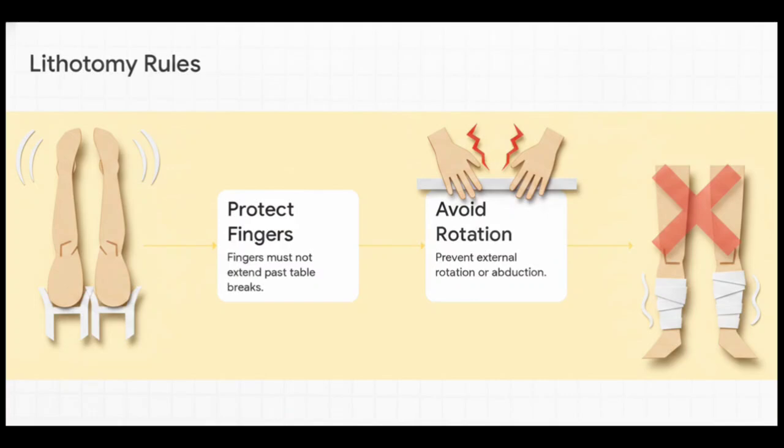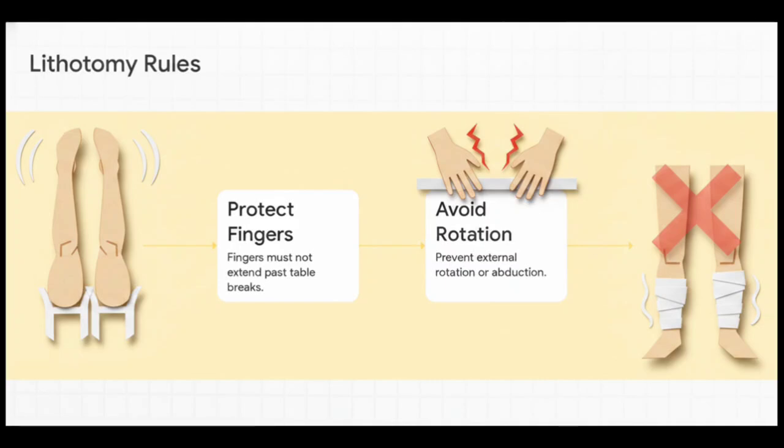Step 1. Both legs must be lifted and placed into the stirrups simultaneously to avoid wrenching the pelvic strain. Step 2, and this is a massive safety hazard warning here, fingers must absolutely not extend past the edge of the table breaks. If the bottom section of the table is dropped while a patient's hand is resting there, fingers can be crushed or even accidentally amputated. It is a terrifying thought.